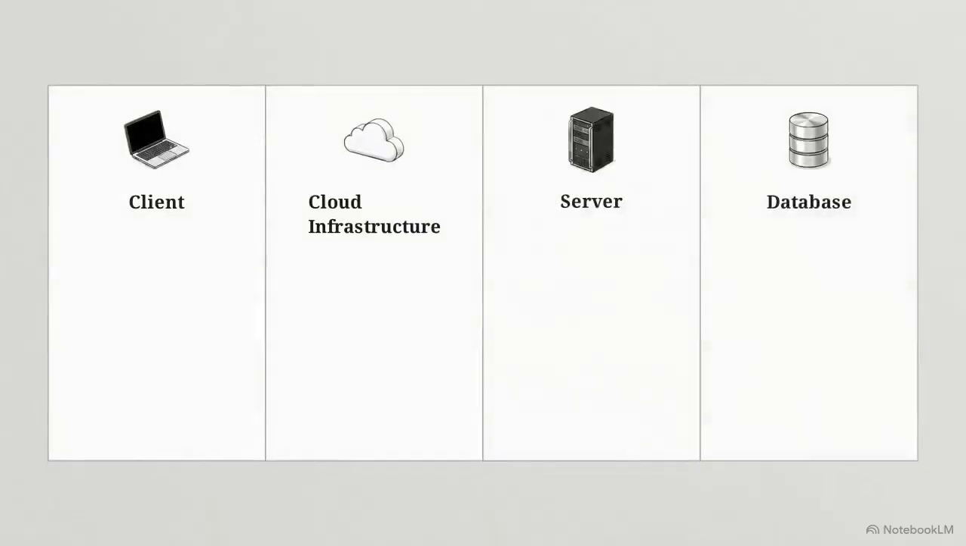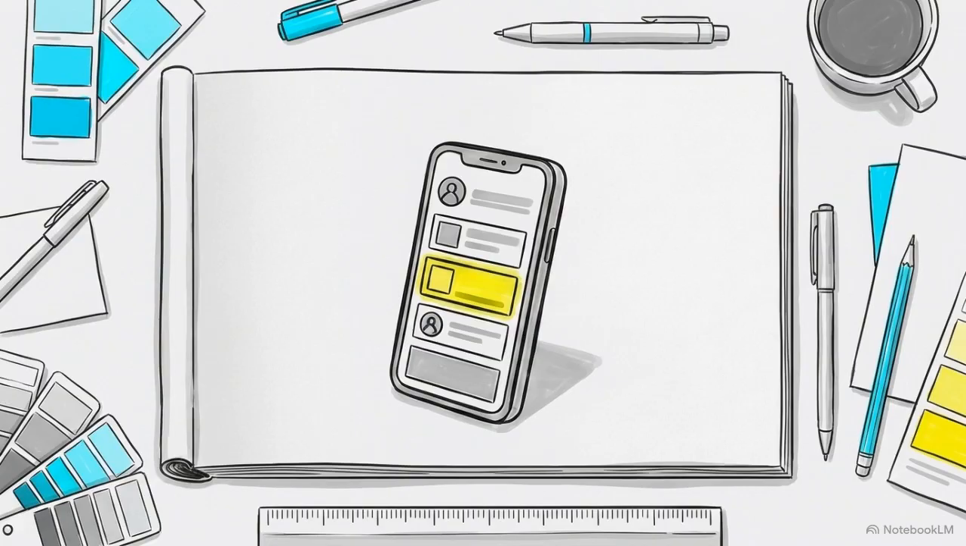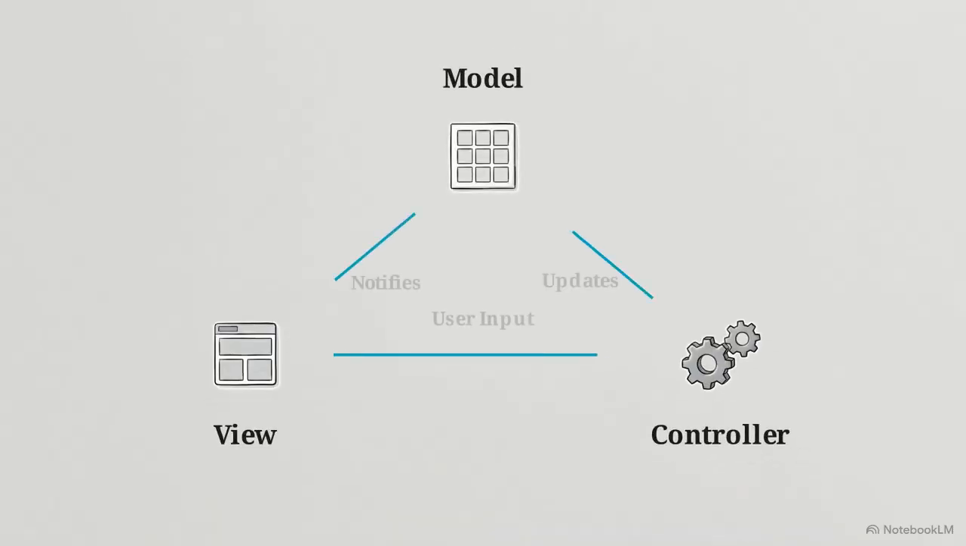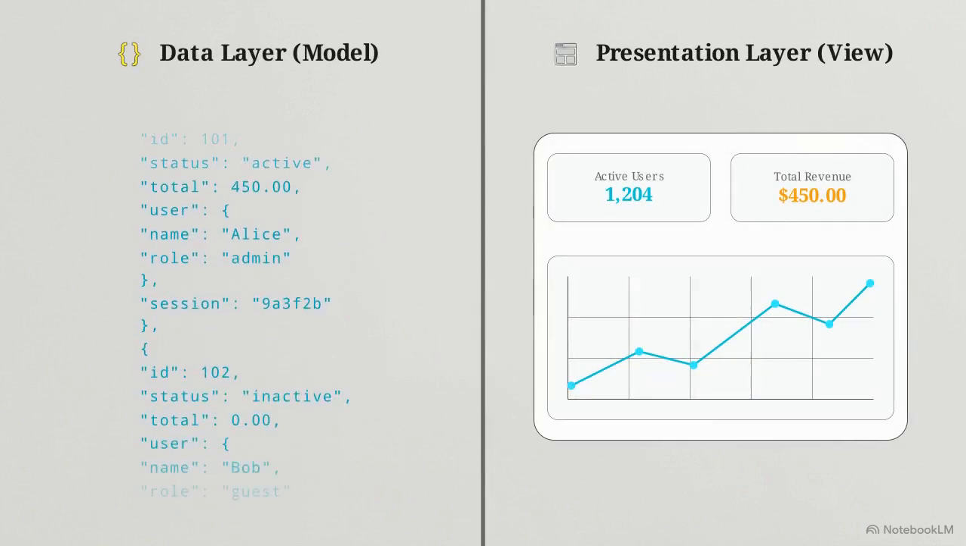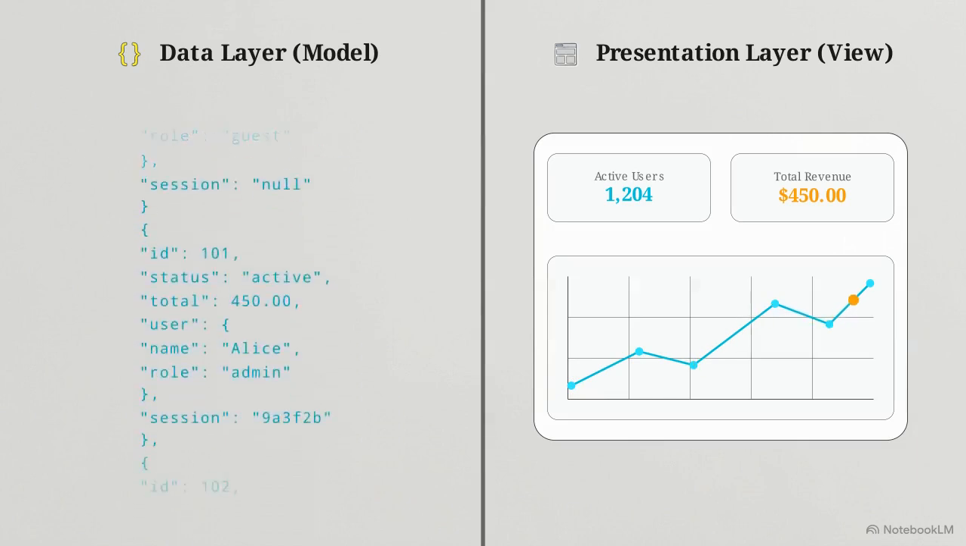We start on the left side of our grid, the client. In modern development, we follow the mobile-first paradigm, engineering the UI for constrained screen sizes and touch events before scaling up to a desktop environment. To manage the complexity of these interfaces, we use the Model View Controller, or MVC, architecture. This pattern strictly separates the underlying data logic from the visual presentation you actually see.